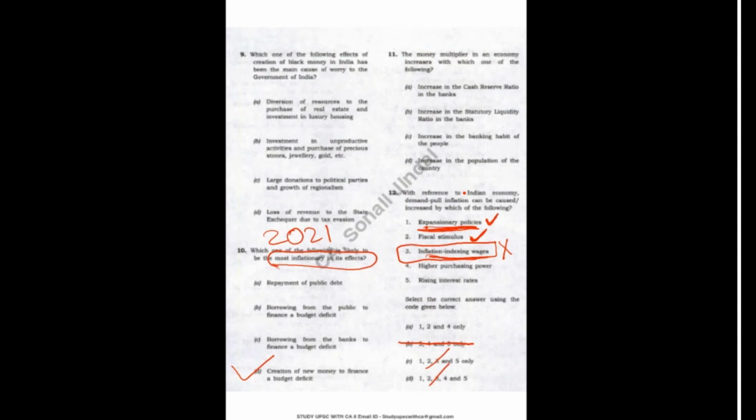Although we reach directly to the answer, let's read the other statements as well. Higher purchasing power. What does it mean? People are having more money to buy things. They are having more money or purchasing power to get a good. So certainly their demand will increase. If the demand increases, it will lead to an increase in prices. So it is demand pull inflation. Next is rising interest rate. Interest rate is rising. What does it mean? There is increased cost of lending, so it is cost push inflation.